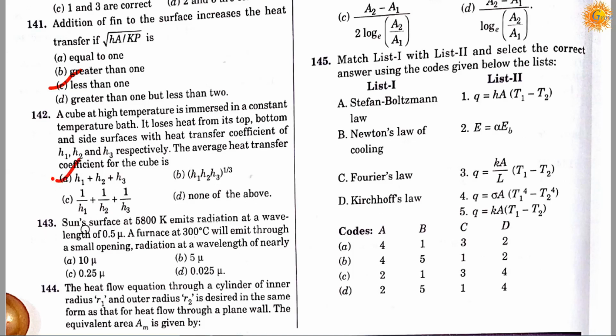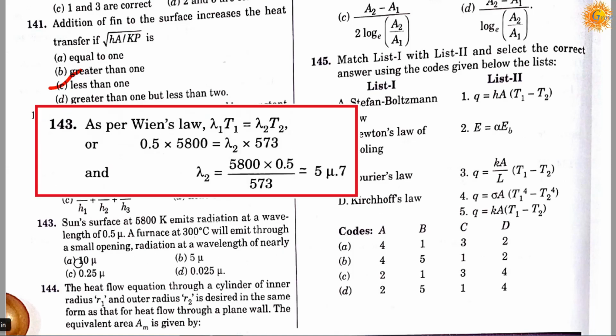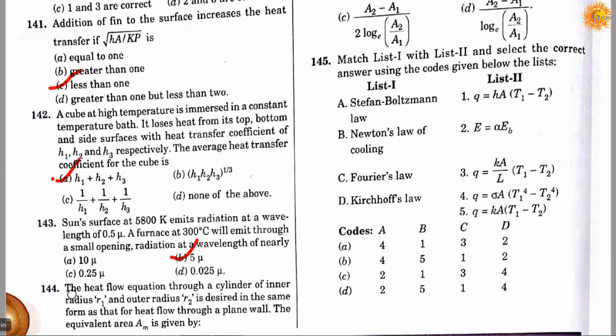Question number 143. The Sun's surface at 5800 Kelvin emits radiation at a wavelength of 0.5 micron. A furnace at 300 degrees centigrade will emit through a small opening radiation at a wavelength of nearly option A 10 micron, option B 5 micron, option C 0.25 micron, option D 0.025 micron. The correct answer is B, it will be 5 micron.